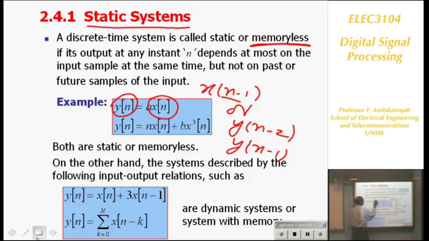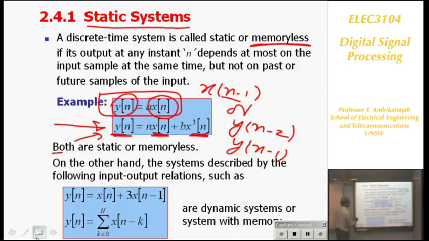So a static system is really pretty bad for us, because if you can't remember the past, then you can't really analyze the system. In a system, you want to know what happened in the past. You need to feed that information to design. And this is another system, the memoryless system. Current output depends on the current input and current input cubed, but it doesn't depend on the past. So both of these systems are static, or memoryless.